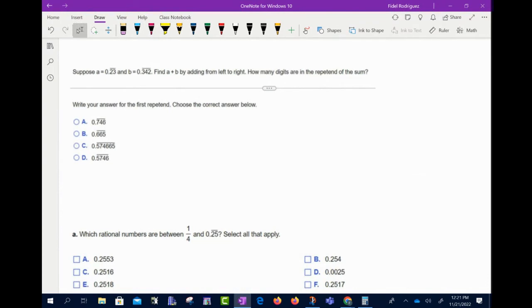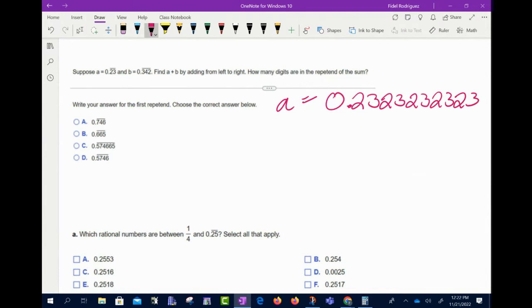Okay, so for the next one, it says, suppose A is equal to 0.23 repeating, and B is equal to 0.342 repeating. Find A plus B by adding from the left to the right. So look, y'all, this is what I'm going to do. For the number A, it says it's 0.23 that repeats. So I'm going to write a few of them.